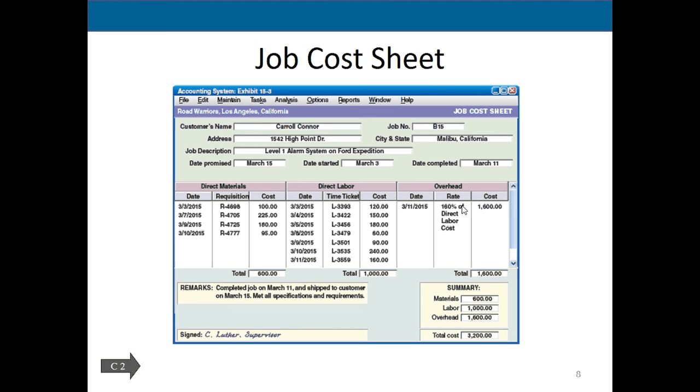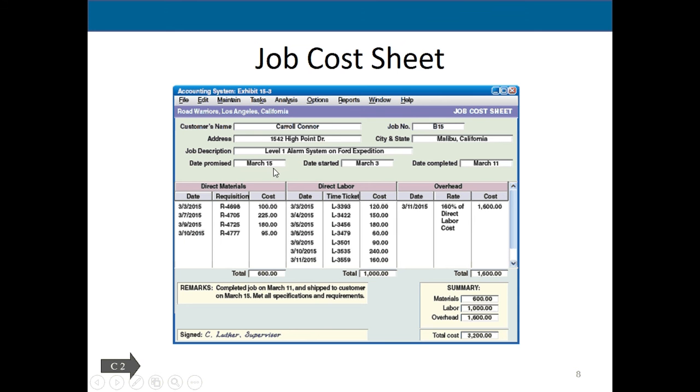I think it's called Sage 100 or something now. But you'll see what's happening here. This is a job cost sheet for customer Carol Connor. It's job number B15, if you remember the little picture in the diagram before. She lives in Malibu, California, and she's having a level 1 alarm system on a Ford Expedition installed.